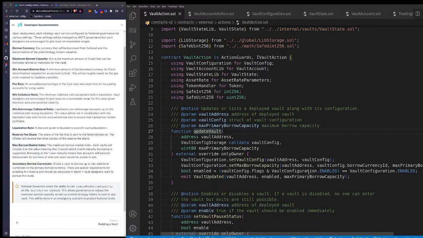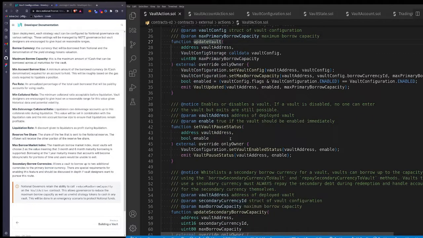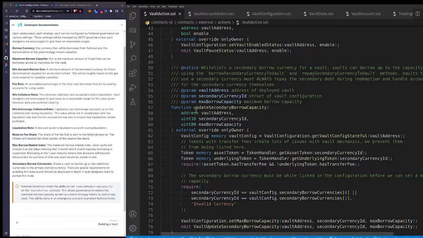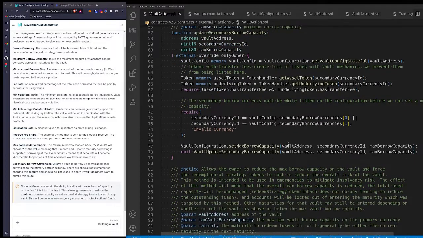And with that, we'll also just take a look at the rest of the administrative functions available to vaults. So Notional governors can pause the vault. When a vault is paused, accounts can no longer enter or roll their positions forward, so they cannot borrow more from the vault, but they can exit their positions, which causes them to pay down their debt. When a secondary borrow currency is whitelisted for a vault, it also has a max capacity cap, so governance can whitelist the max borrow capacity for the secondary borrows.